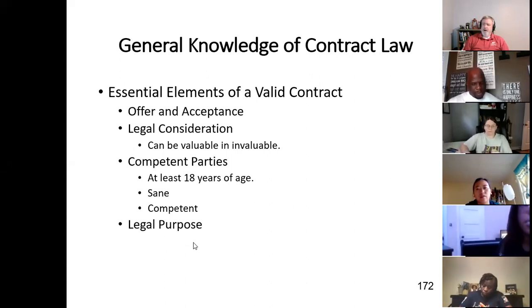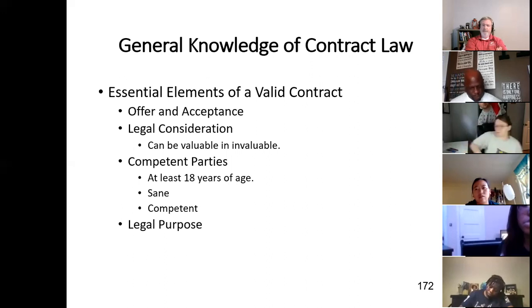Y'all, then the third essential element says we must have competent parties. Now, this is where things can start getting very interesting very quickly. Competent parties. Y'all have been doing real estate for a long time, and in a lot of the transactions I've dealt with, I think there would be some argument as to the competency of some of these characters, to say the least.